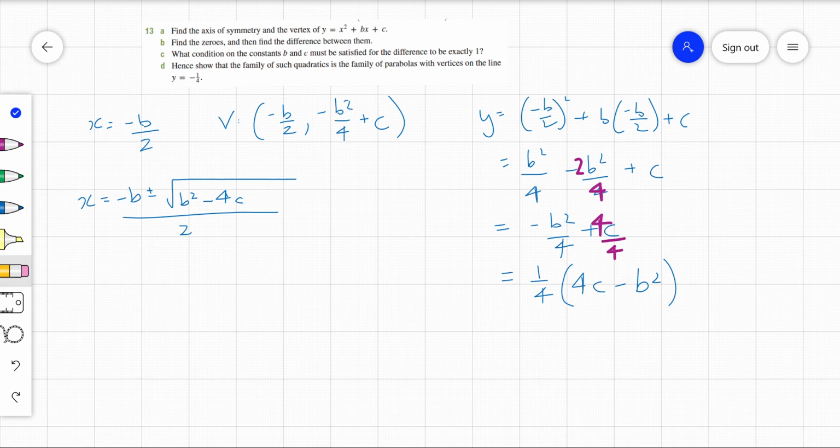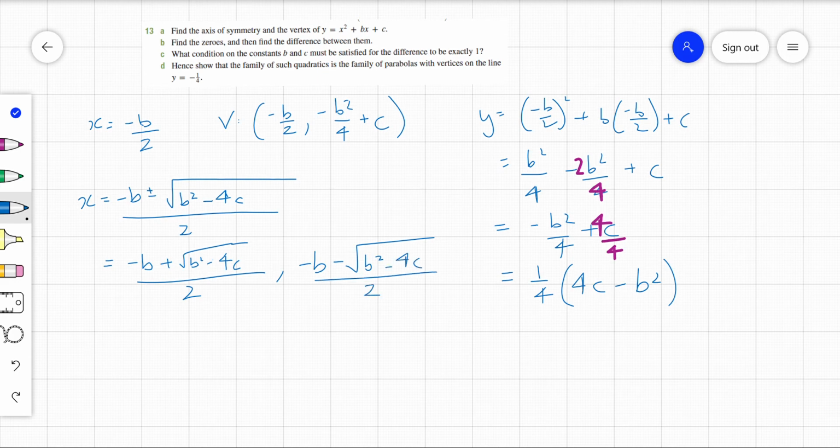If I wrote the two zeros separately, let's do the positive case. So b squared minus 4ac. Oh, we don't want a, so that's just 4c. Okay, so 4c, there we go, on 2. And then the negative case would be negative b, negative square root b squared minus 4c on 2. Alright, so what's the difference between them? Alright, so difference is minus.